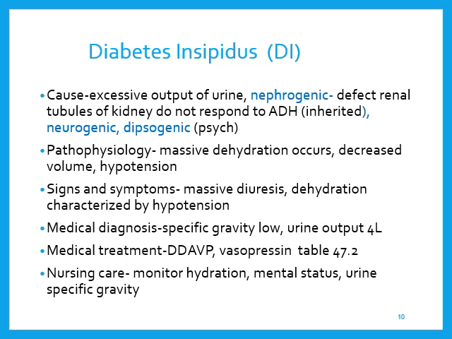The medical treatment is the DDAVP, which we talked about in table 47.2, which is vasopressin, so that helps decrease the urine output. Nursing care, you want to monitor their hydration. Be sure they take in enough fluids to balance their output. So that's why I and O, intake and output. Their mental status. So, fluid overload, fluid underload can affect the mental status. Confusion, level of consciousness. And then you want to check their urine specific gravity.